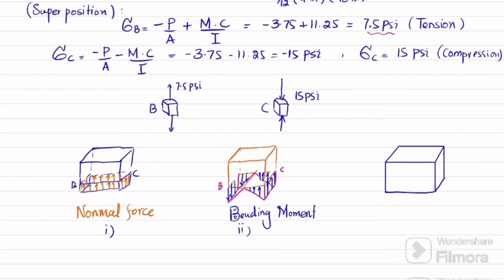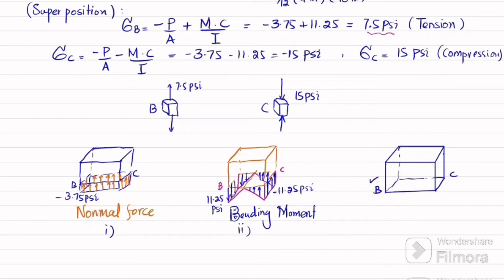So this is your point B and this is your point C. And you can see at point B, we have this load which is 3.75 psi, that is negative because this is in compression. And at point B, the stress due to bending moment is 11.25 psi, that is in tension, and 11.25 psi at point C is in compression. We can also write it as negative because the arrow is already shown negative.